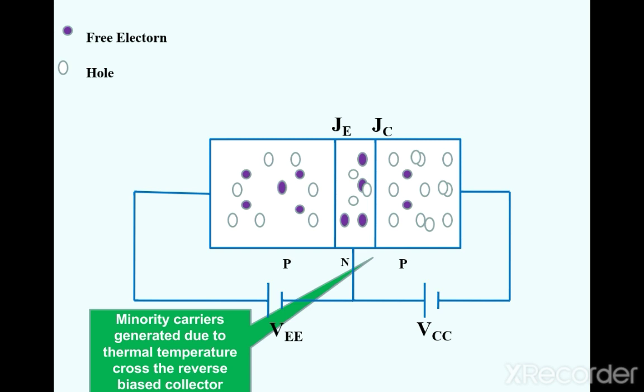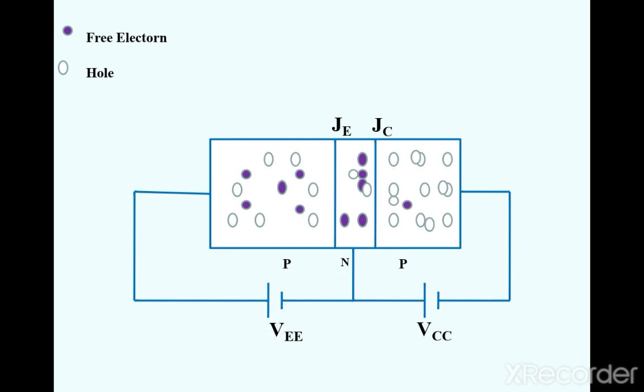When we connect the collector base junction in reverse biased mode, there is an attraction force. Due to this attraction, the holes in the collector move towards the negative terminal, and the electrons in the base move towards the positive side. So there is no current due to majority charge carriers; only minority charge carriers contribute.